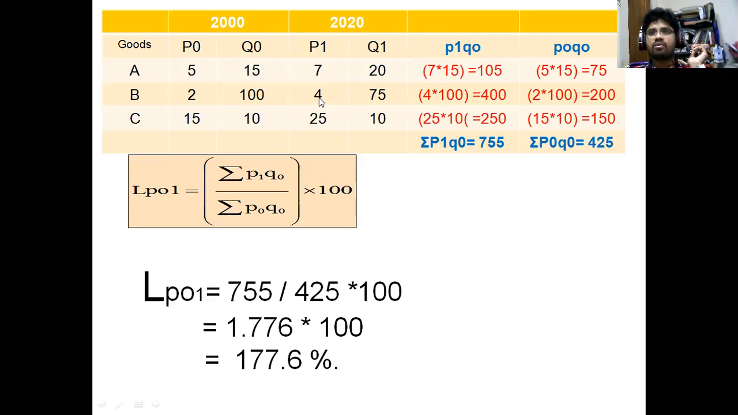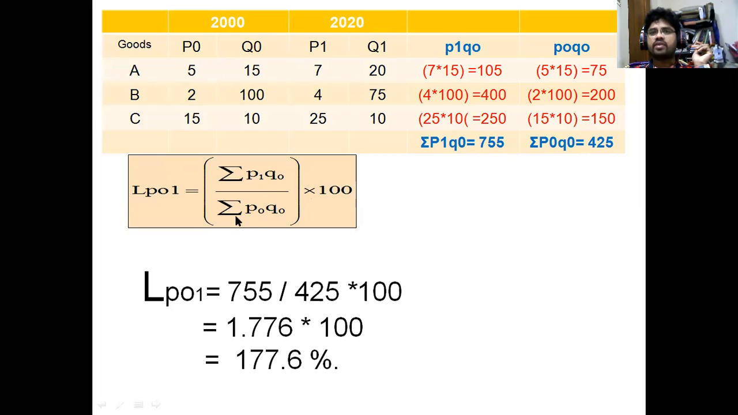P1 is nothing but how much? 4. 4 into 100, 400, right? Then P1, 25 into 10. 25 into 10, how much? 250, right? Then if you add all these three values, you will get the sum. Sum is nothing but total value of P1 Q0. When you add all those things, you will get 755. Have you understood? Yes, sir. Then we got the first one.